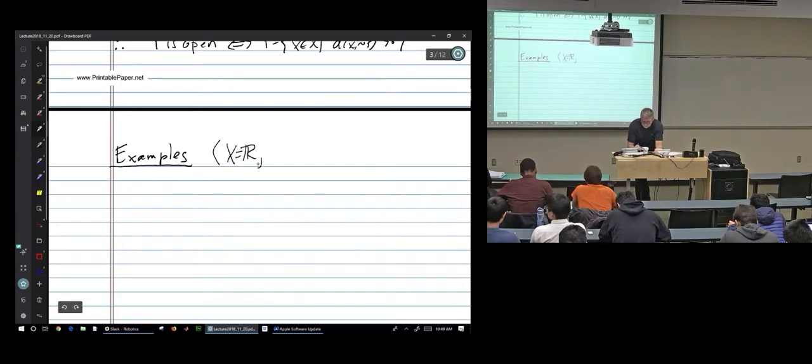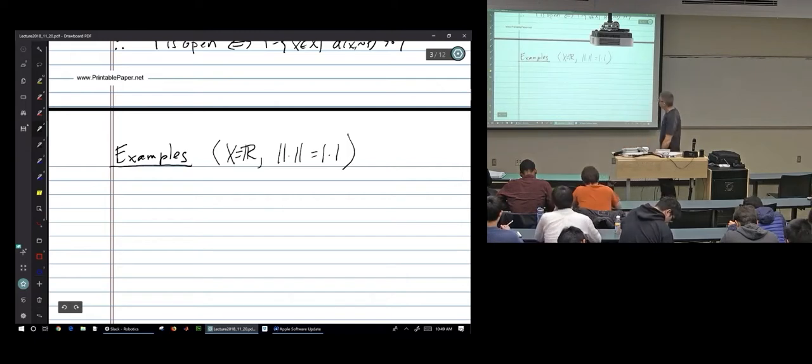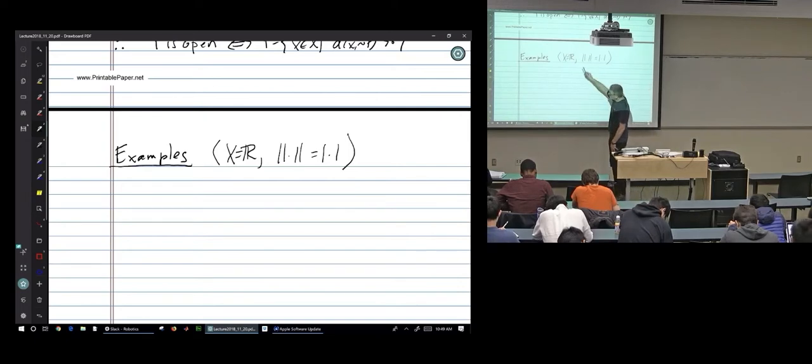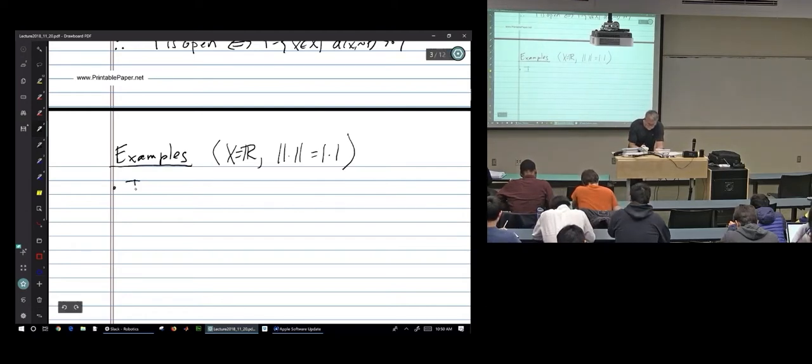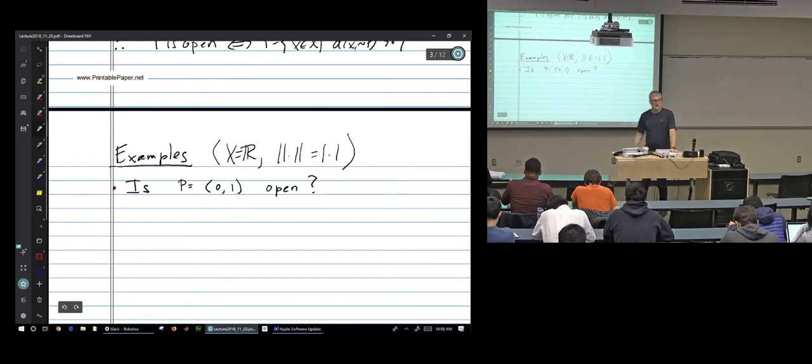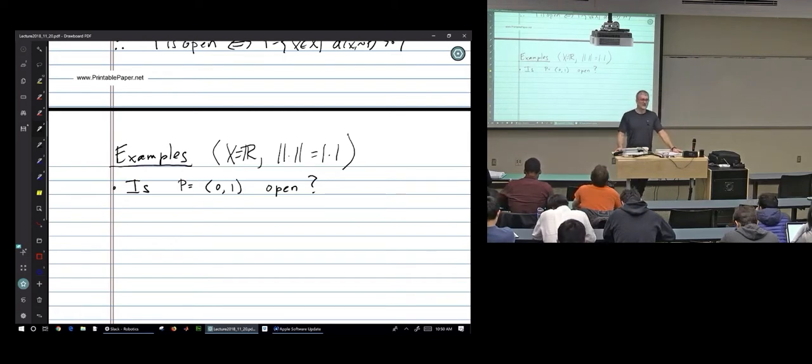So I'll take X equals R, and the norm is just the absolute value. Okay, so the real numbers is my set of vectors, and it's the field, of course, and the norm on that is the standard absolute value. So, question is, okay, so this is a little bit redundant. Is the open interval (0, 1) open, okay? Well, let's just check it by the definitions.